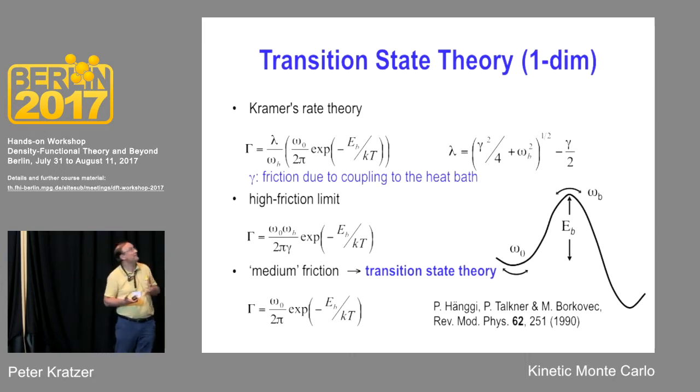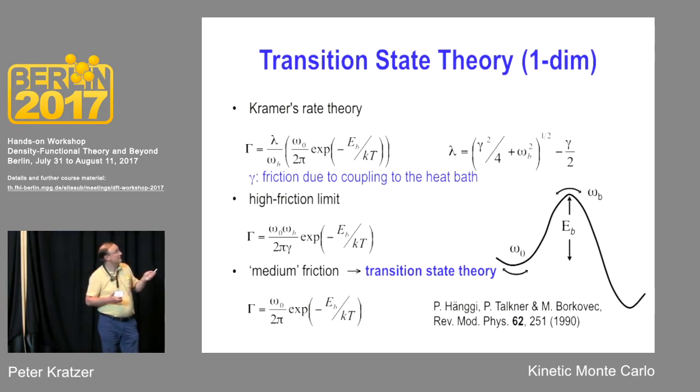So there is some theory called transition state theory. You can find in this review many things about it. And it comes in different variants depending on how strong the coupling to the bath is. Gamma here is the quantity of the coupling. And there is Kramers' rate theory. There is a high friction limit, or there is a medium friction case. And this is actually the case we are considering mostly.